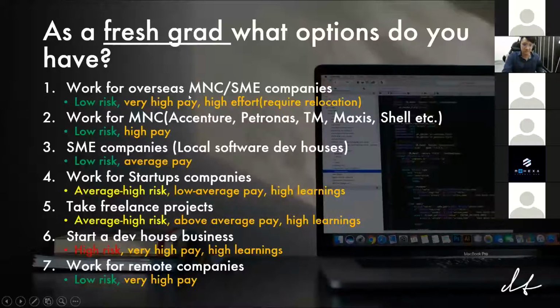You can choose to work overseas for an overseas SME in Singapore, Europe, or US. It is low risk. It is high pay because of the currency exchange, but it is high effort because initially you need to relocate there first. Next is you work for a local MNC, a big steady company, for example Accenture, Petronas, TM, Axis, Shell. All these are very, very steady companies, low risk, pretty high pay, if I could say that. Accenture, if I'm not mistaken, for fresh grad, no matter what industry you are, what degree you graduated from, is 4.1K. So take note of this company.